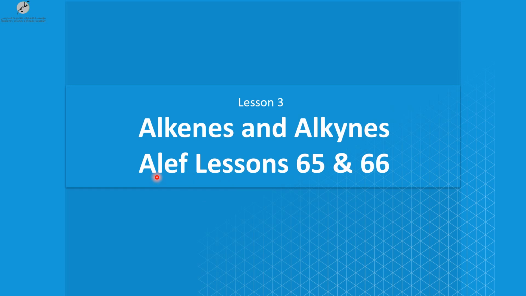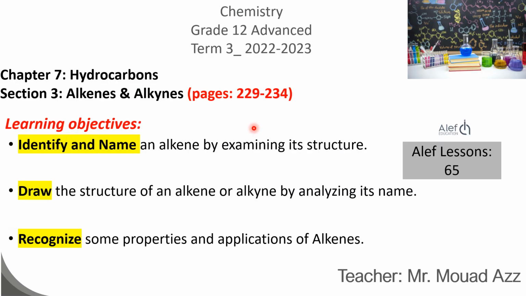I really recommend that you go through Alif lessons 65 and 66, especially the videos. The videos are very nicely organized, and they explain the naming system in an interactive way, with also some exercises within the video, and also the check understanding, and exit tickets, of course. Okay, so let's start with the first lesson.